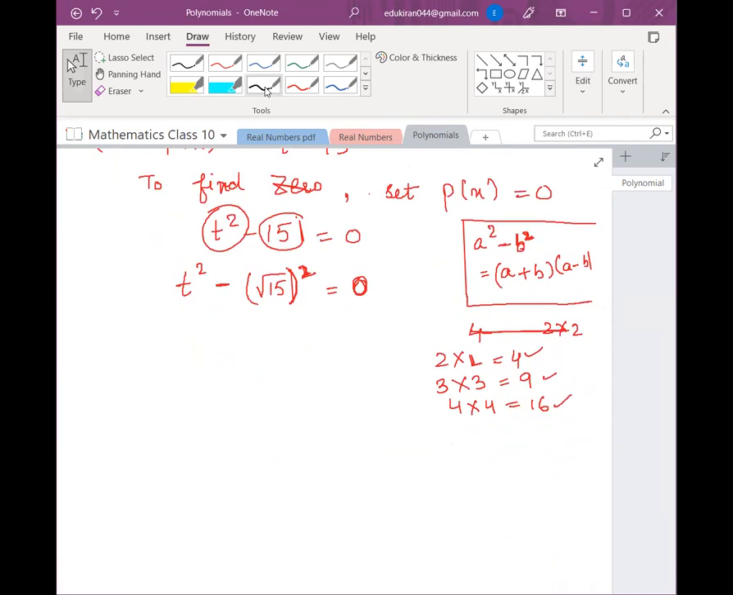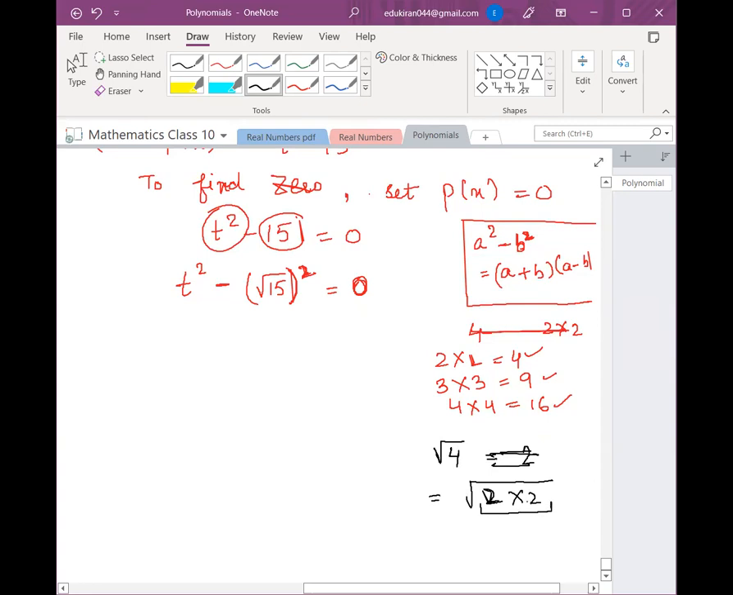If I do the inverse, like if I write under root of 4, that means I want to find of which number it is the square. So this is equal to 2. So under root 4 means we break the 4 into 2 into 2. Then we make pairs. There is a pair of 2 here. Out of the pair, we take 1 outside. So I get 2.